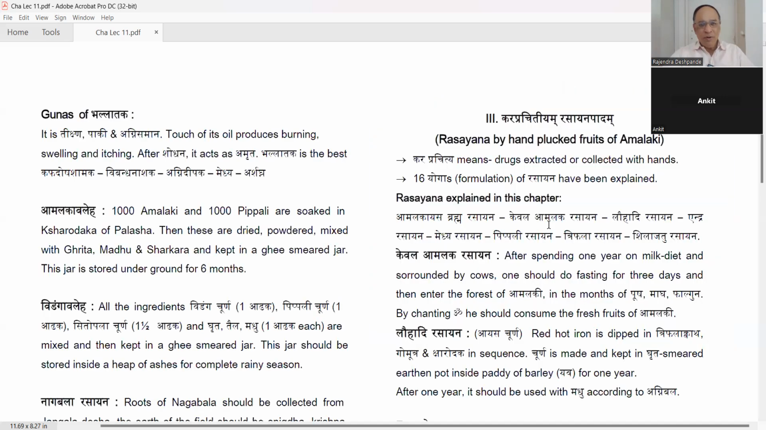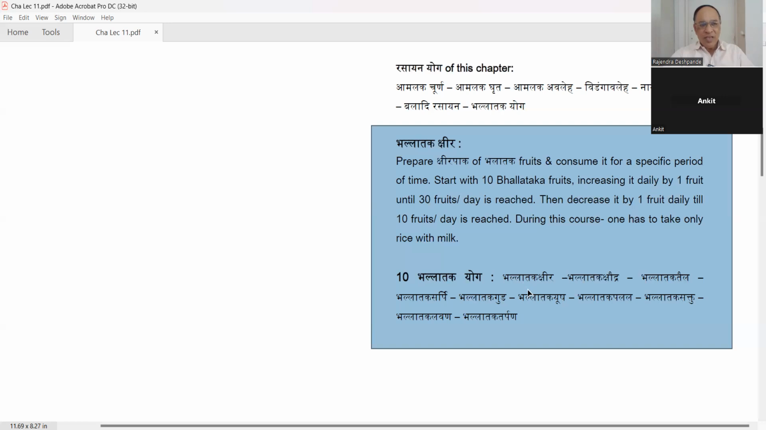Ten Bhallataka Yoga. Sorry. Please write down this. I am waiting. You must remember this. Bhallataka Shira, number 1. Bhallataka Kshaudra. Bhallataka Taila, oil. Bhallataka Sarpi, ghee. Bhallataka Guda, jaggery. Bhallataka Yusha. Bhallataka Palala. Bhallataka Saktu, I don't use this. Bhallataka Lavana and Bhallataka Tarpana.